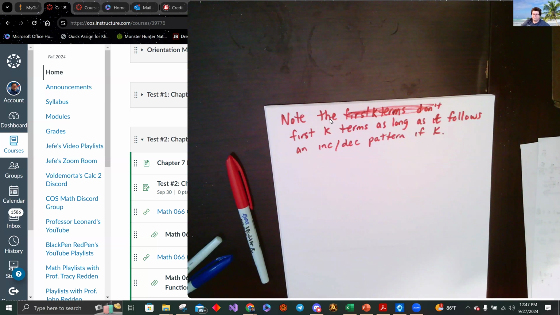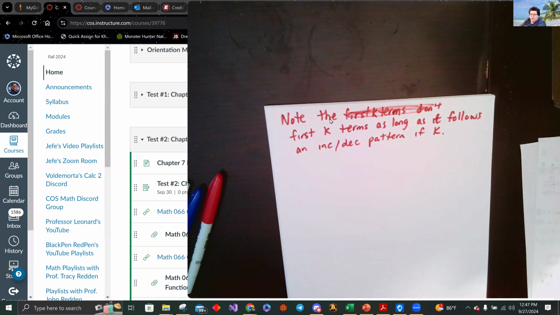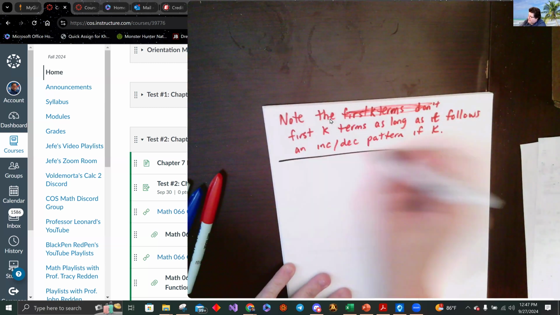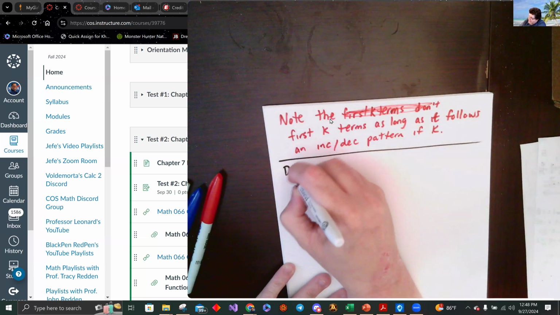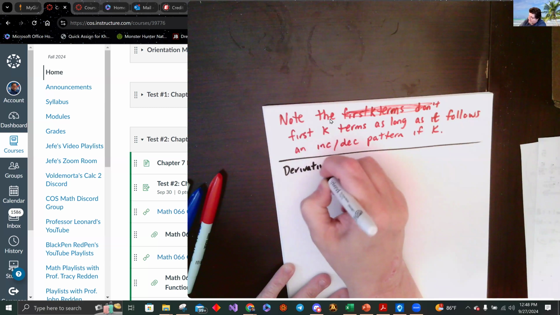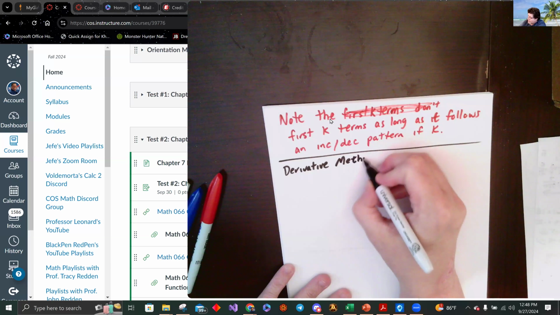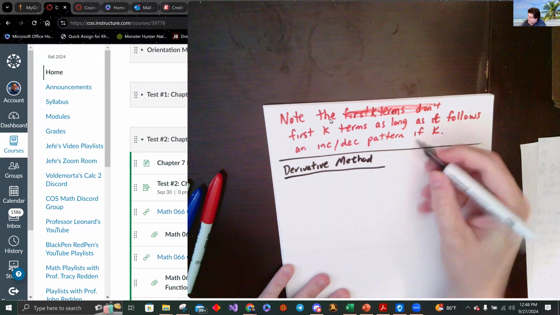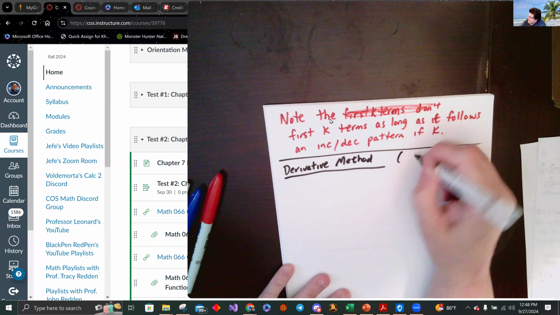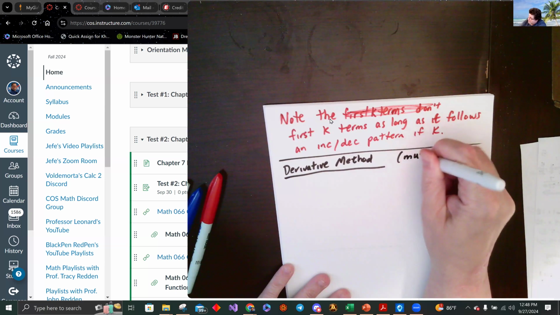Okay. We do have another method that we can use. So let's talk about that. It's called the derivative method. It does require us to be able to take a derivative. Must be differentiable.